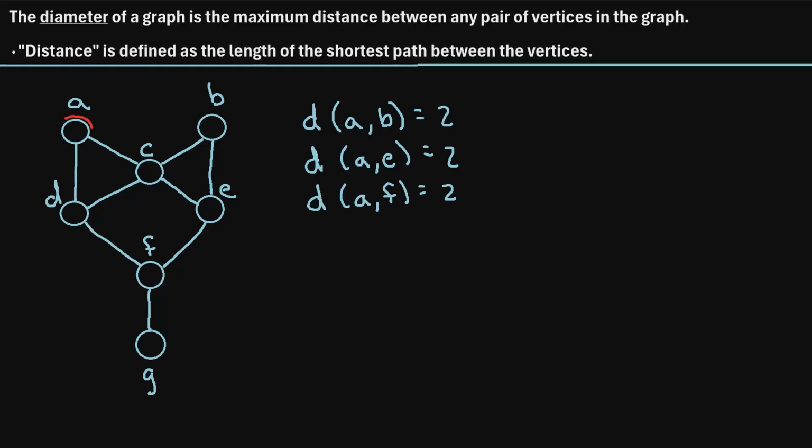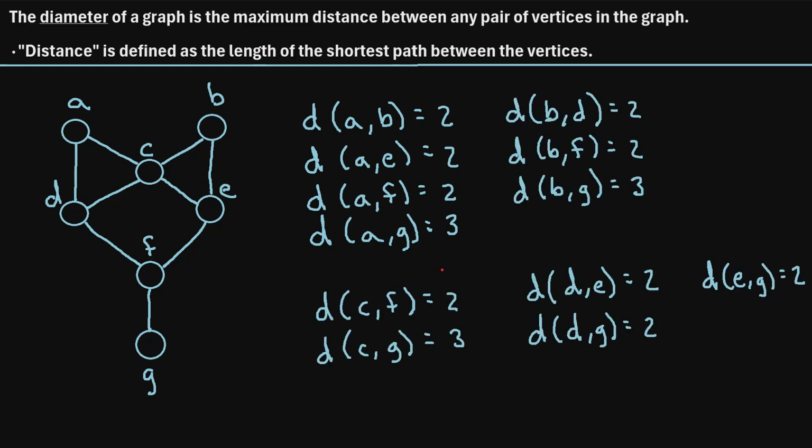And lastly, if we consider the distance between vertex A and vertex G, that turns out to be 1, 2, 3. That's the shortest path to go from A to G. We have to cross 3 edges. So let's write that down. So those are the distances between vertex A and every other non-adjacent vertex in the graph. So I'm going to go ahead and write down the distances for all the remaining vertices.